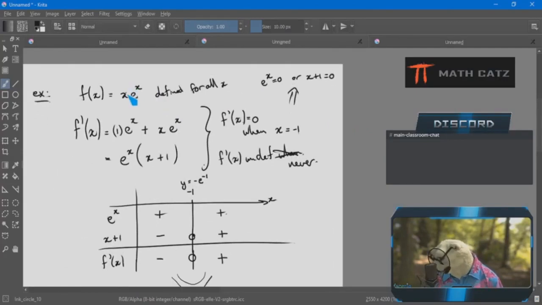The fact that I've seen maybe x times e to the -x is a completely different function. I can't guess even what this looks like. Does it have asymptotes? I have to do step 2. I don't know. But that's not the point right now.